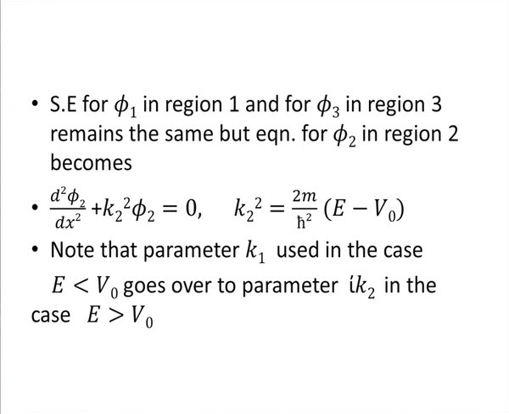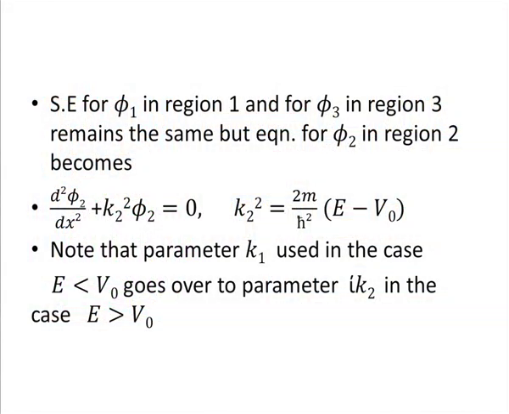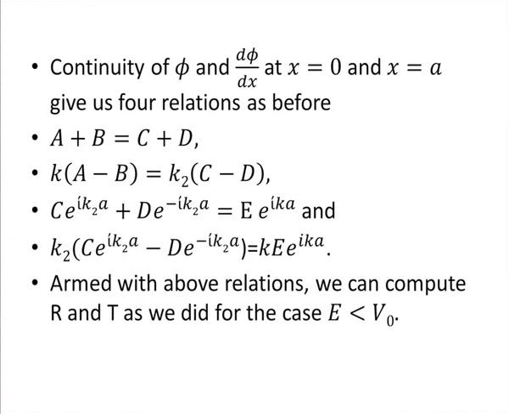Now, please note that the parameter k1 used in the case E less than V0 now goes over to the parameter iota k2 in the case E more than V0, where iota is square root of minus 1. This is a thing to remember and to take note of, that is, k1 from case 1 has gone over to iota k2. Now, the continuity of phi and d phi by dx at x is equal to 0 and x is equal to a gives us these four relations as before.